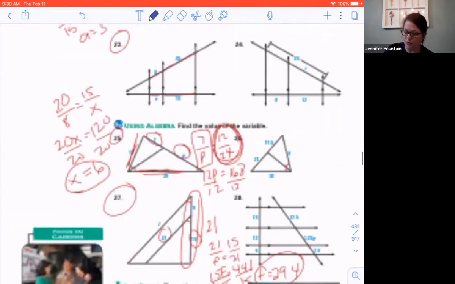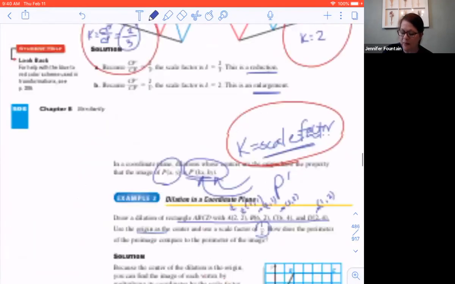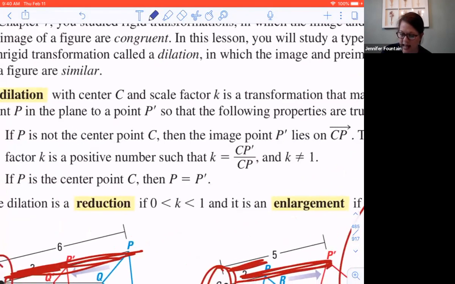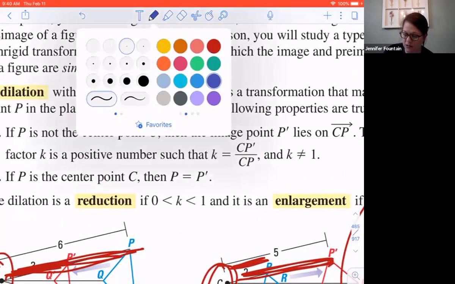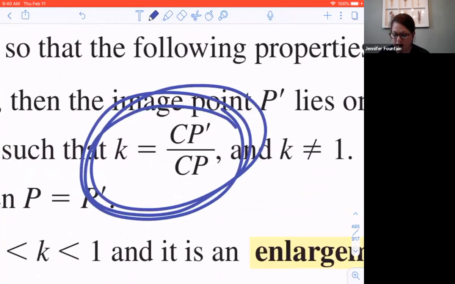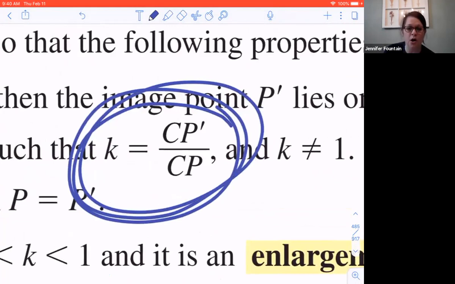So looking at our enlargements or our reductions, the main thing to remember here is that when I'm comparing my figures, I want to pay attention to where I've got to find my scale factor. I have got my image over pre-image. Okay, if you just remember image over pre-image, the prime figures over non-prime, that's going to help me figure out my scale factor, which we use the letter K for.